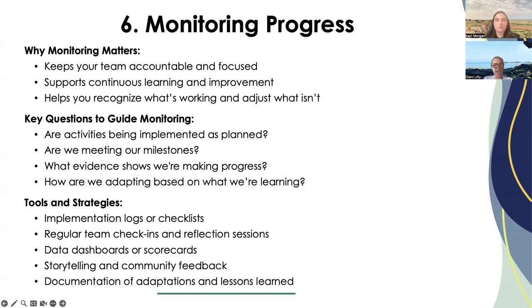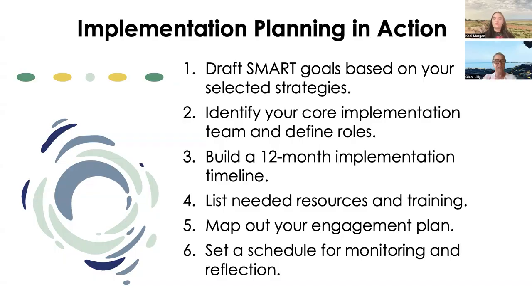You also have your data dashboards and scorecards or other tools. We're going to get into the future talking about how we can take all of this information we're collecting through the monitoring and evaluation progress and turn it into stories and community feedback. And then, of course, you want to document the adaptations and lessons learned. So you now have a full framework for moving from strategy to action. These are the 6 elements that you can use to really shape your program's next steps.